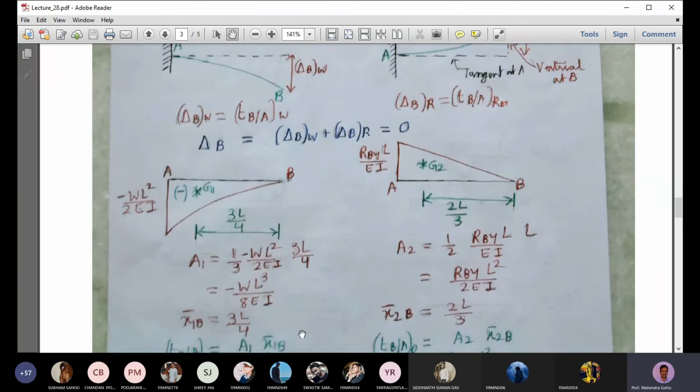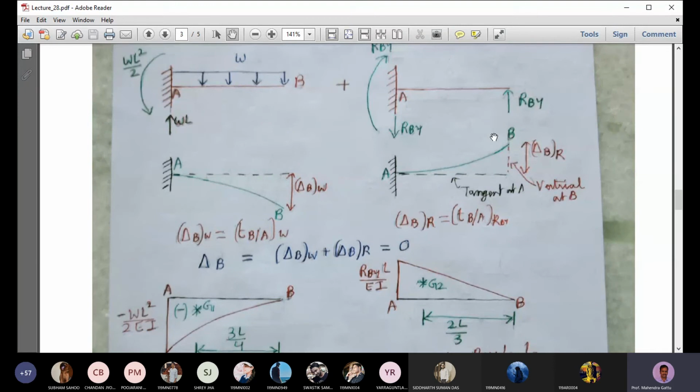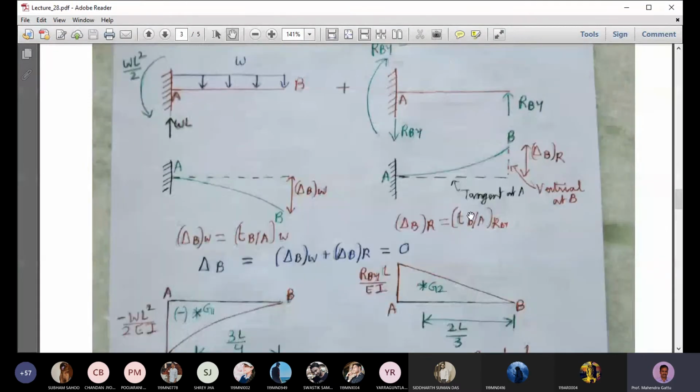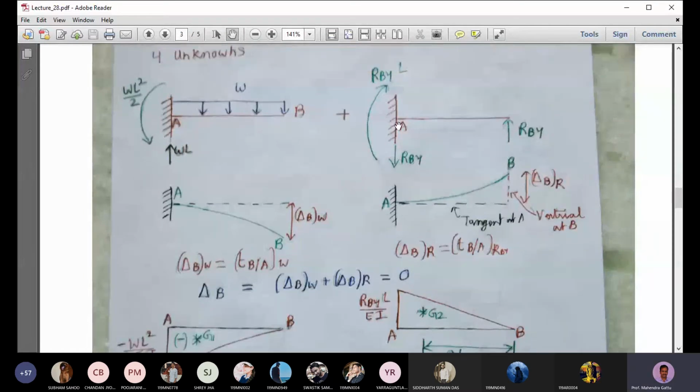Now we can find out the deflection there. We already know the answer: it will be PL cube by 3EI. Here P is equal to R_BY, so the upward deflection will be R_BY L cube by 3EI. But anyway, I'm doing it one more time. First we'll draw the bending moment diagram. At this point A, the bending moment is R_BY into L, and from there onwards, it will keep decreasing to 0.